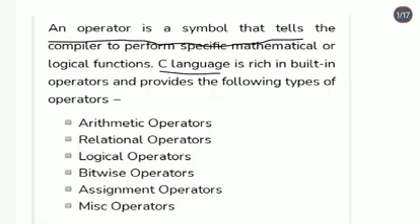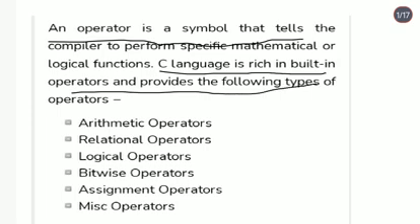C language is rich in built-in operators and provides the following types of operators. So there are six types of operators, and we are going to discuss all of them one by one. Some of them are much more important in C language and some are not. For example, arithmetic, relational, logical and assignment are much more important operators. So we will discuss all these one by one. Let's discuss the arithmetic operator first.